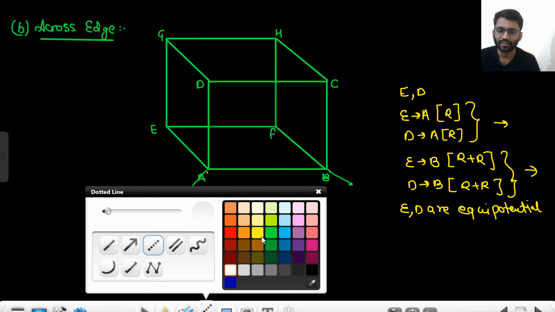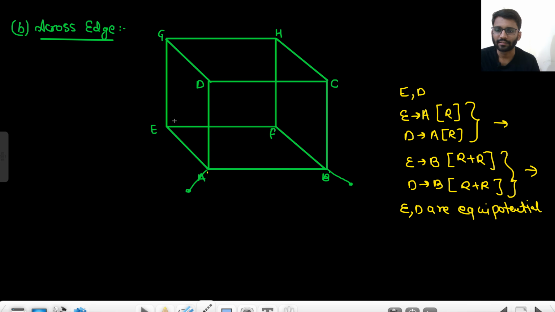So E and D are equipotential. I can make it like this. E and D are equipotential. Now from B I can sense C and F. Okay, C and F.